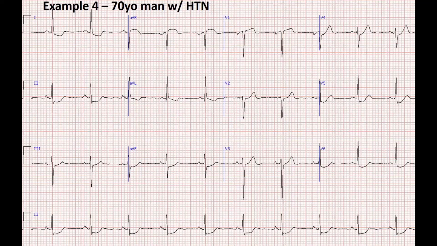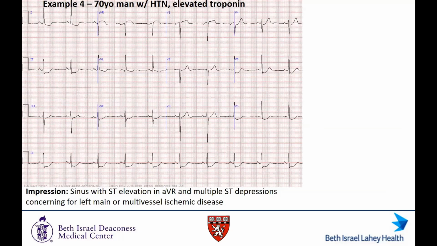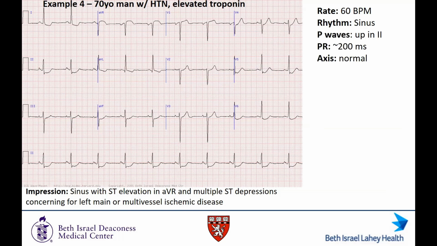All right, and last example here, 70-year-old man, hypertension, troponins are up. You can pause and continue when you're ready. Oh, sorry about that. We have the sneak peek impression here, but rate is about 60, sinus, P waves up in 2, axis is normal. QRS is normal width, but we do sort of meet the criteria for LVH in AVL here, as it's greater than 11 millimeters, which would make sense if he has chronic hypertension.